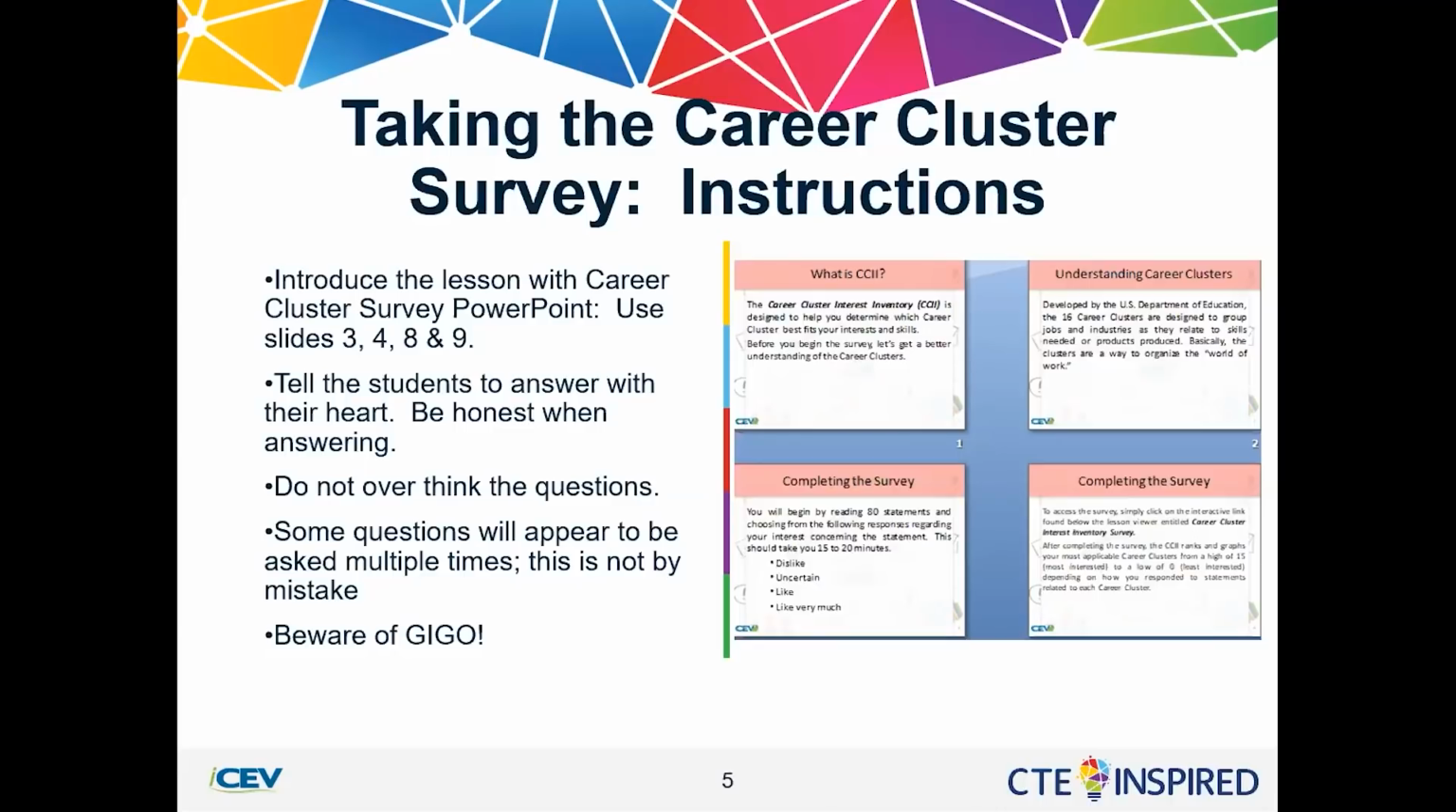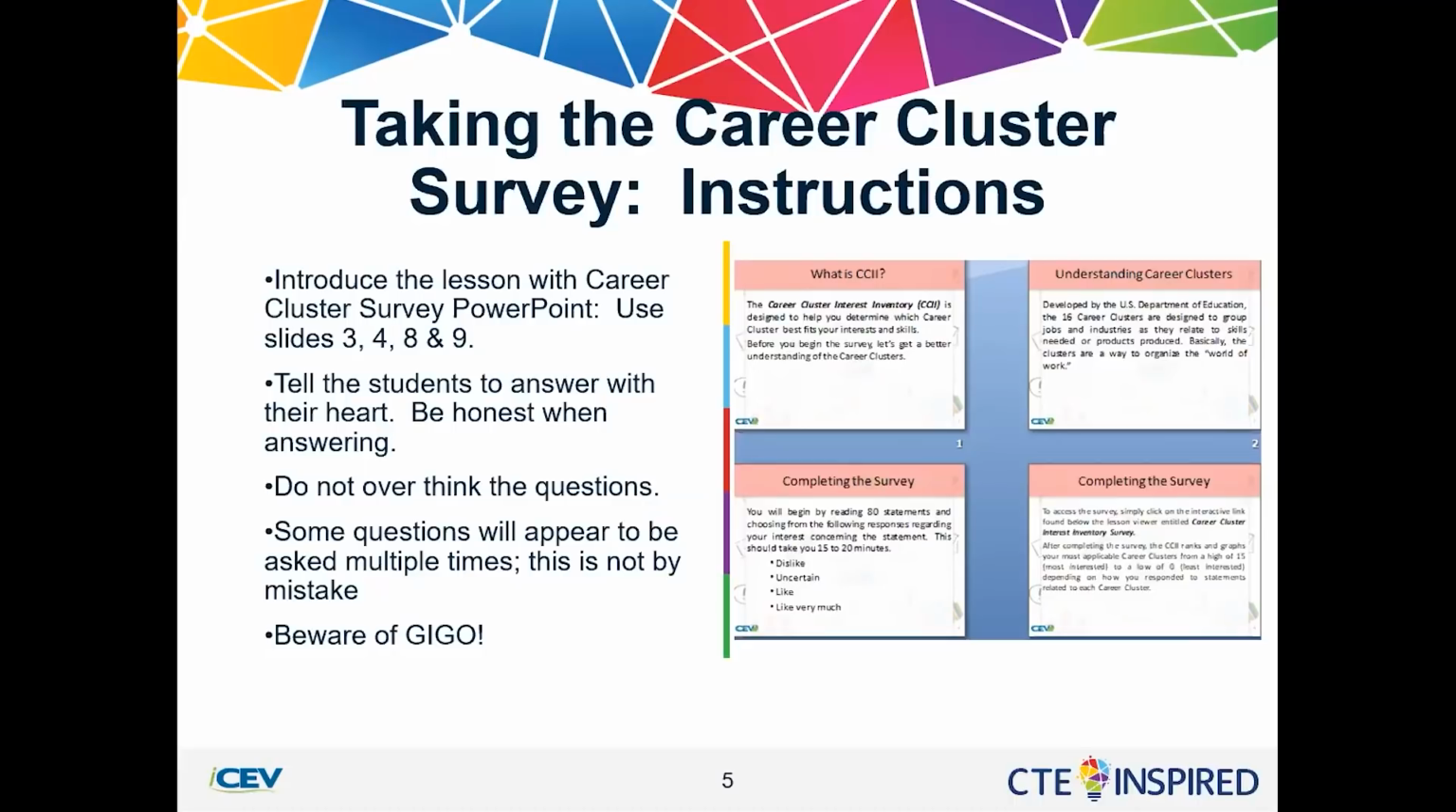Also, do not overthink the question, because if you overthink it, you're going to put too much into it and answer it probably not in the way that you would be happy with. The students always tell me that they already asked this question, and I tell them that a lot of times it is asked again, just a little bit different, because they're wanting to zero in on a particular aspect. So it's not a mistake that some of the questions appear to be asked more than one time.